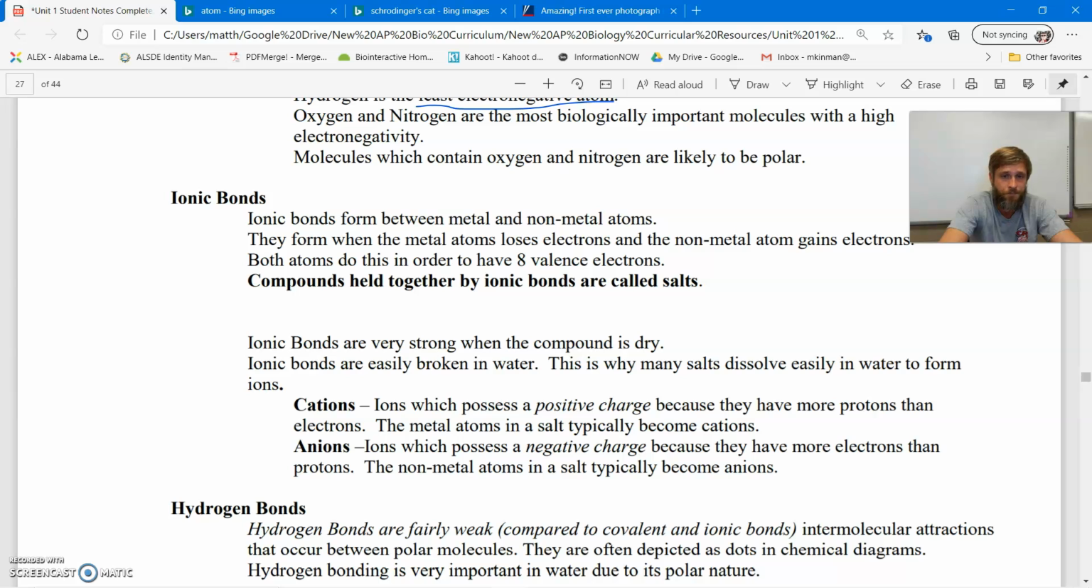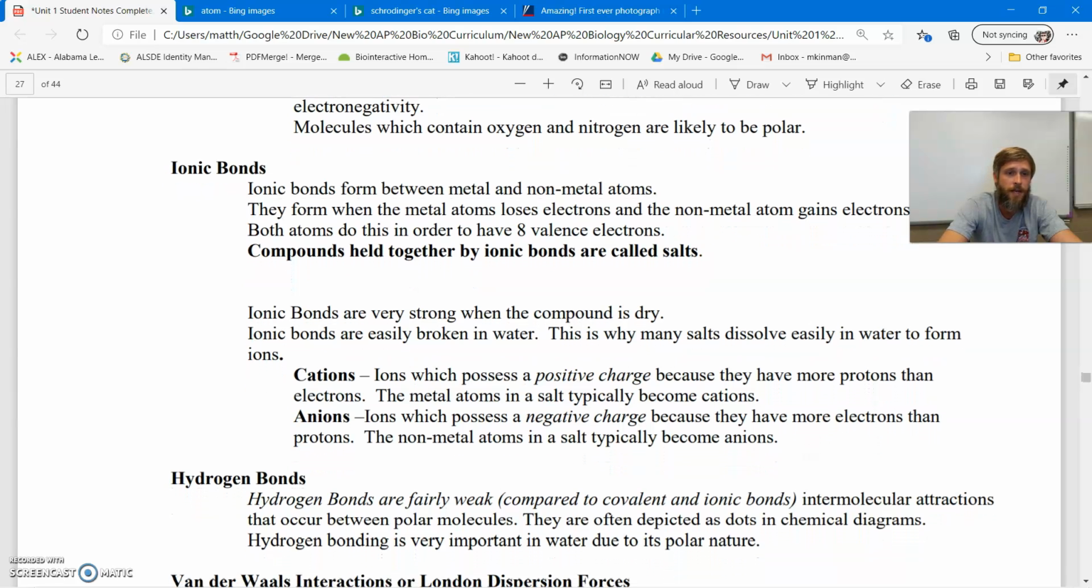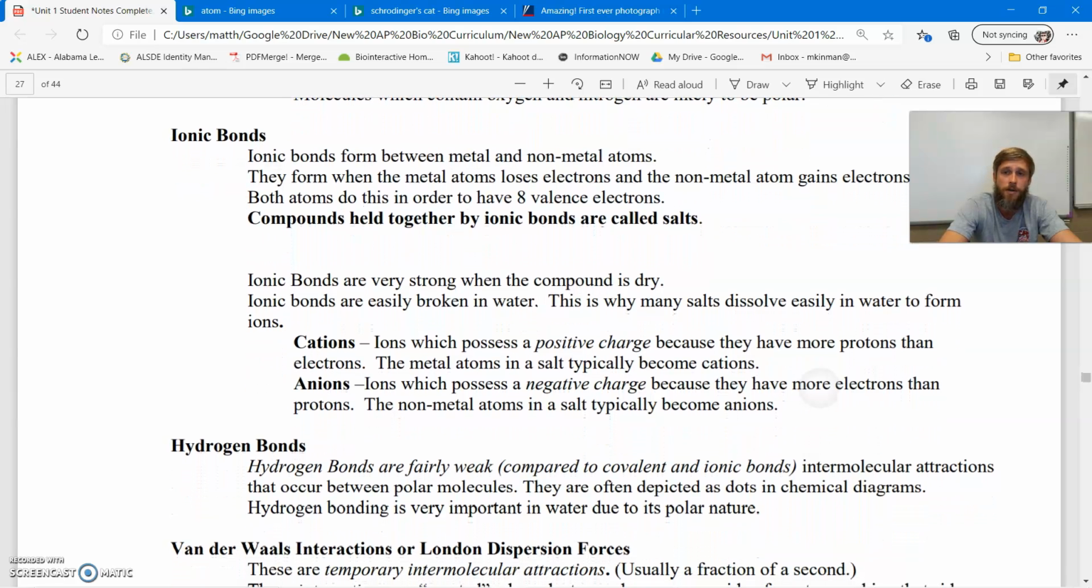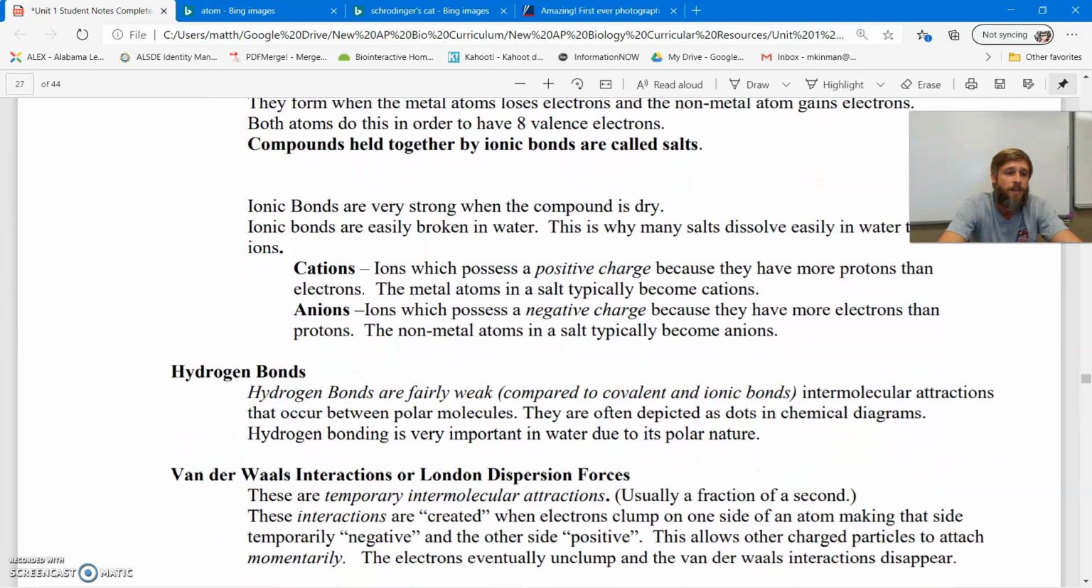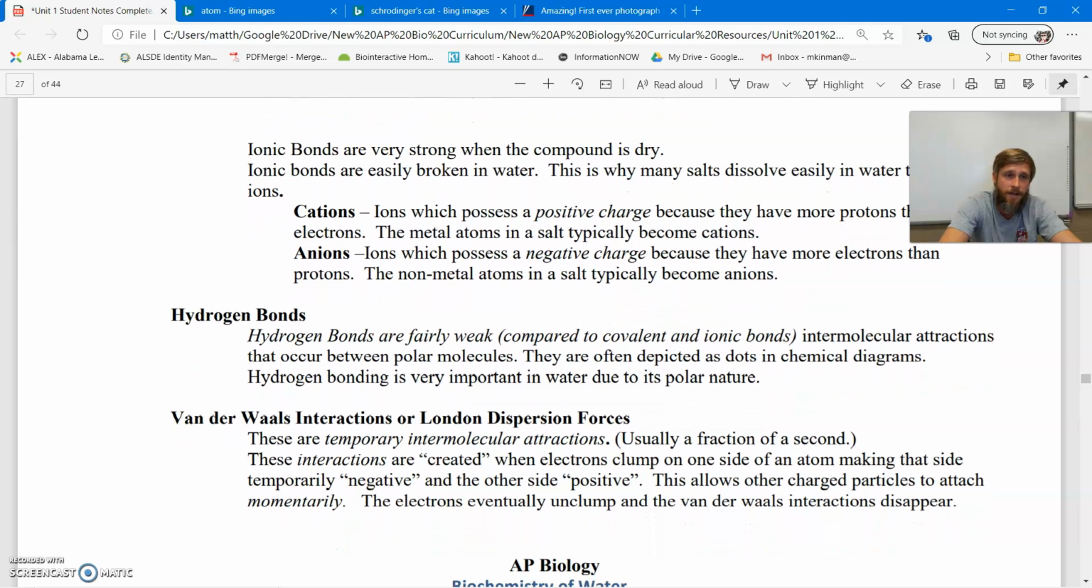Compounds held together by ionic bonds are salts. So when we say table salt, that is just one type of salt. You have many different types of salts. You have cations versus anions. Cations have a positive charge because they have more protons than electrons, and anions have a negative charge because they have more electrons than protons.